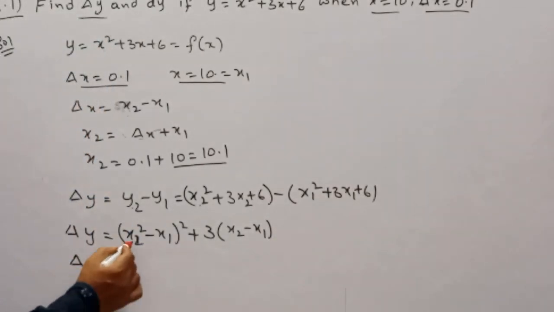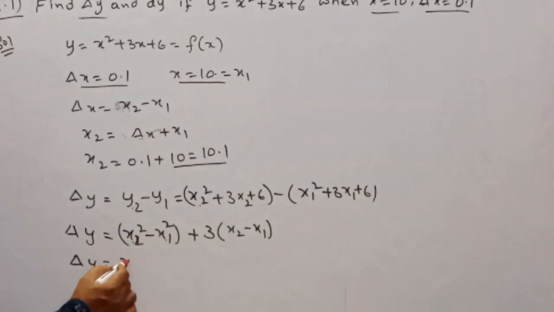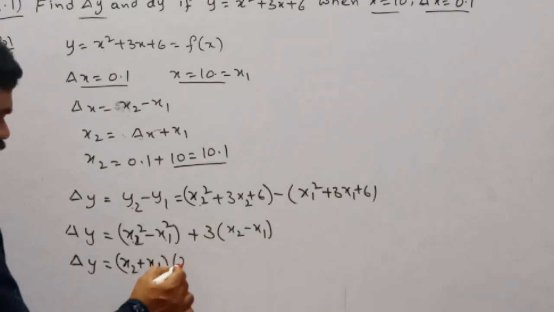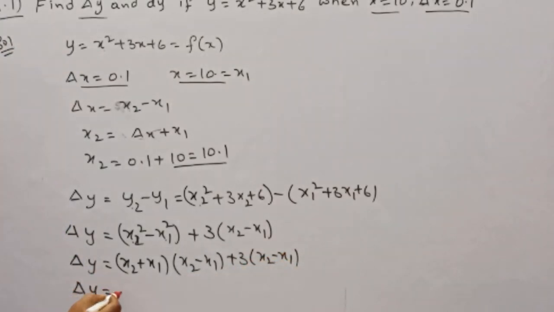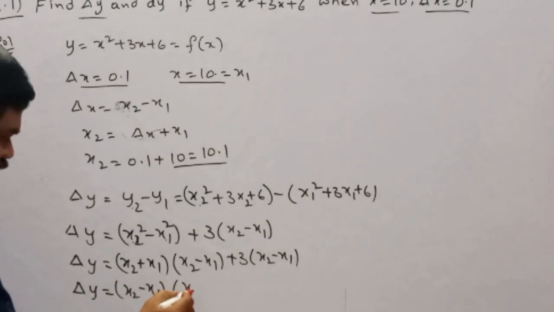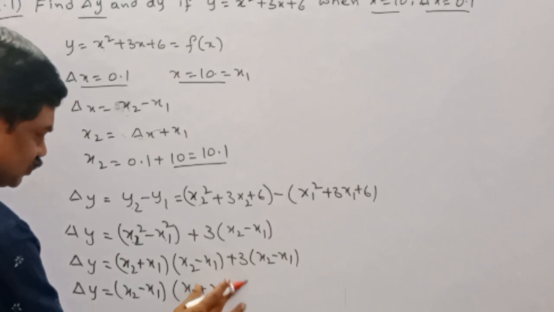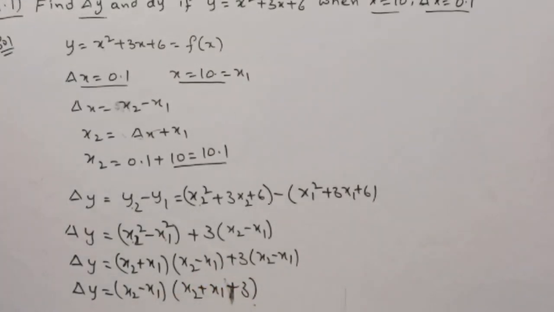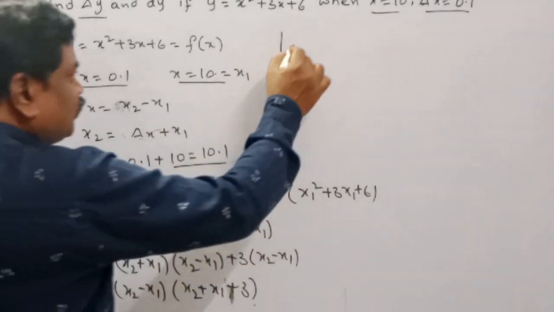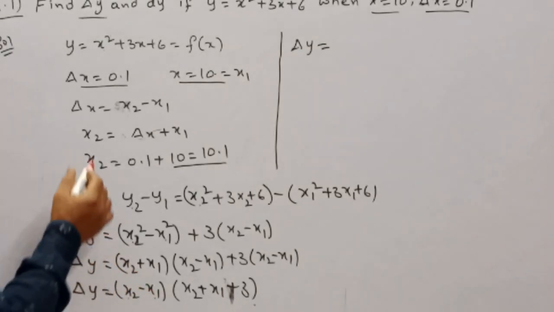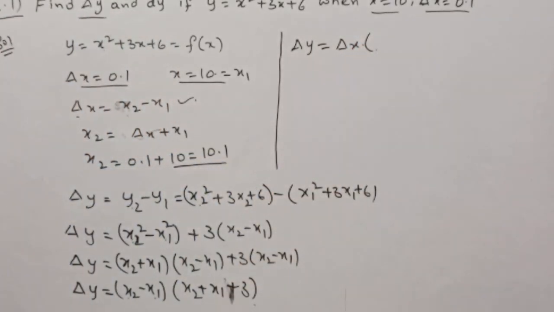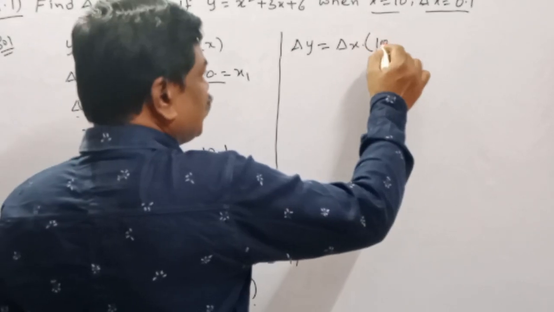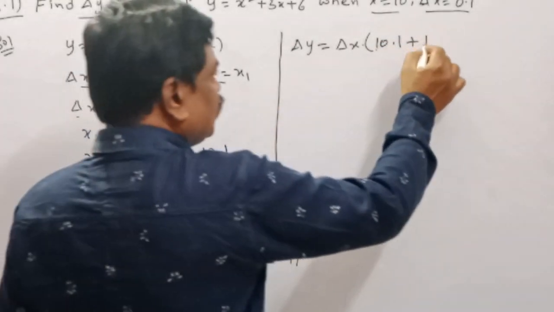So delta y is equal to, this is in the form of a square minus b square, x2 plus x1 into x2 minus x1 plus 3 into x2 minus x1. Delta y is equal to x2 minus x1 as common, x2 plus x1 plus 3. Here you see, all of you, x2 minus x1 is equal to delta x, into x2 plus x1 plus 3. What is x2? x2 is 10.1, plus x1, what is x1? 10, plus 3.